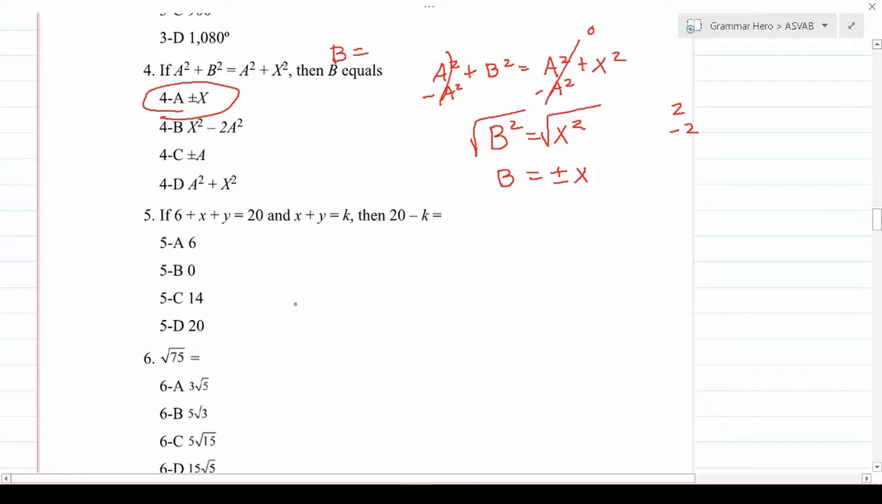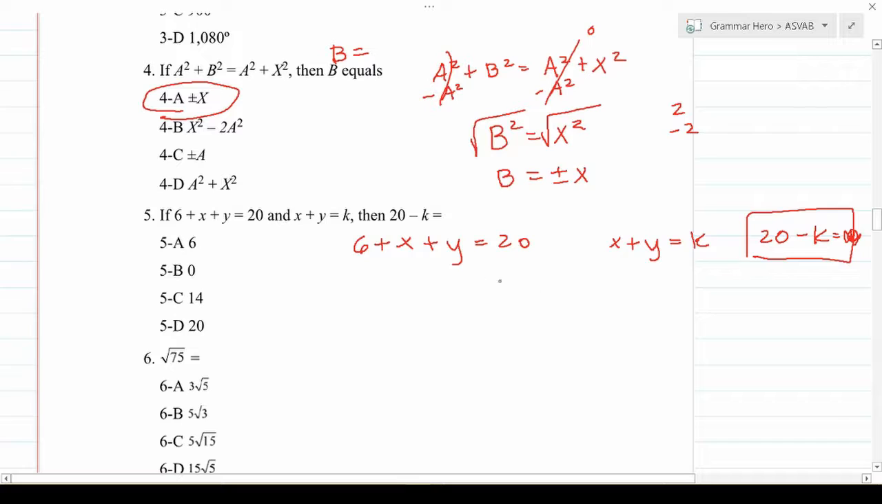Alright, number 5. If 6 plus x plus y equals 20, and x plus y equals k, then 20 minus k equals. Okay, so let's go ahead and write everything out. 6 plus x plus y equals 20, x plus y equals k, 20 minus k equals. This is what we want to find out, and to do that we have to use these facts that are given to arrange the equation such that we get 20 minus k.